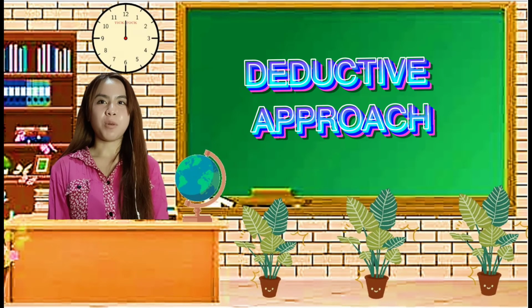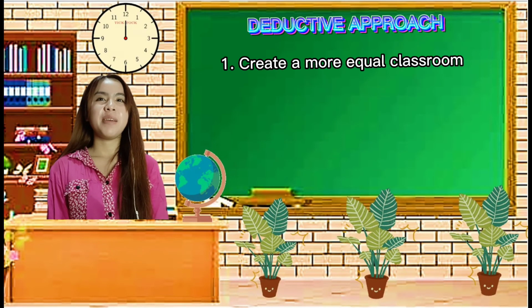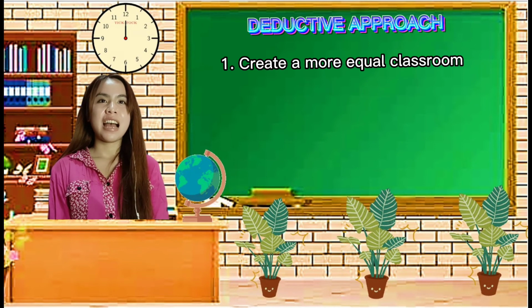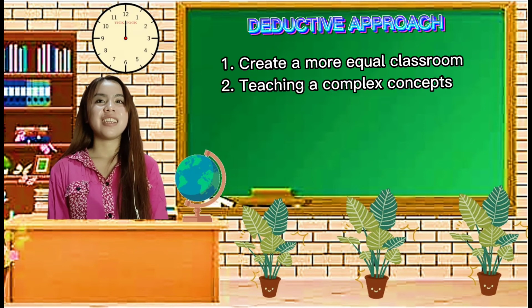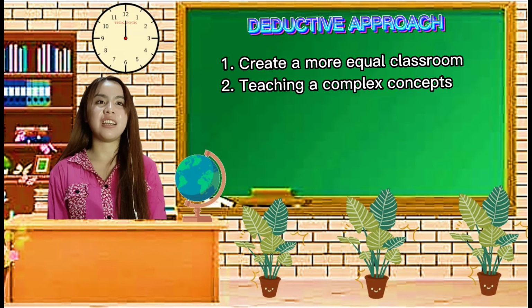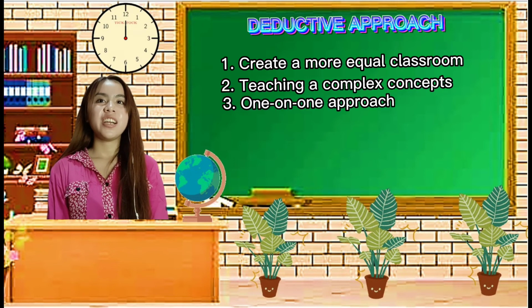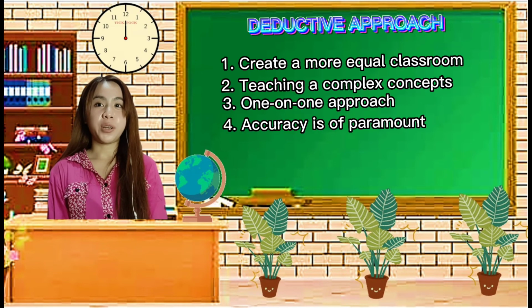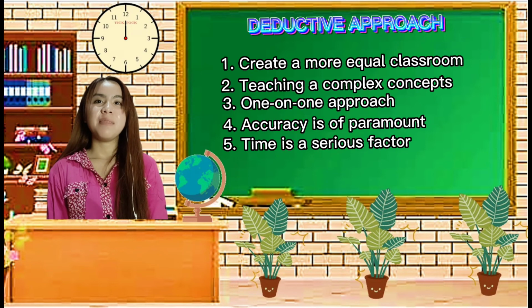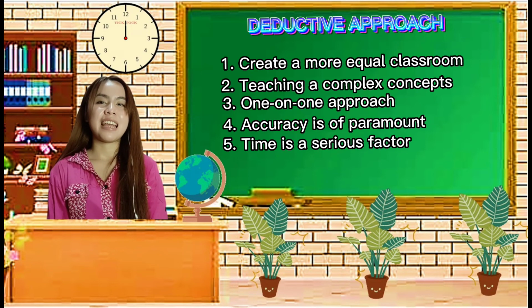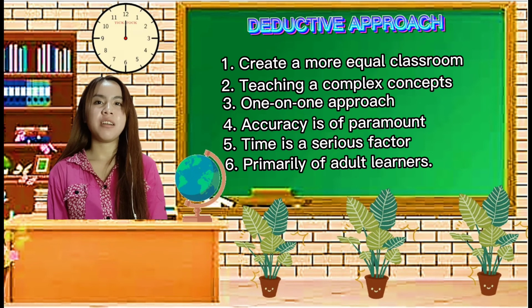In the deductive approach, first, you are aiming to create a more equal classroom as all students are provided with the same tools. Second, you are teaching a complex concept that is prone to a number of exceptions and is easily confused. Third, you are teaching students individually or taking a one-on-one approach. Fourth, accuracy is of paramount importance in the classroom or a particular lesson. Fifth, time is a serious factor in the lesson. And last, your class consists primarily of adult learners.